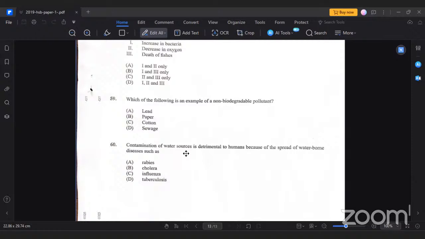What is the answer? A, rabies, B, cholera, C, influenza. Send in your answers. I am seeing B from MXL, B from Vortex Gaming, B from Mr. Vortex, B from JA, and you are all indeed correct.